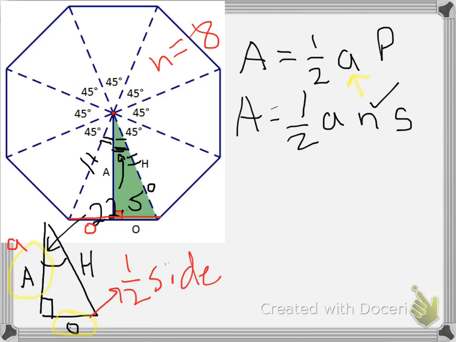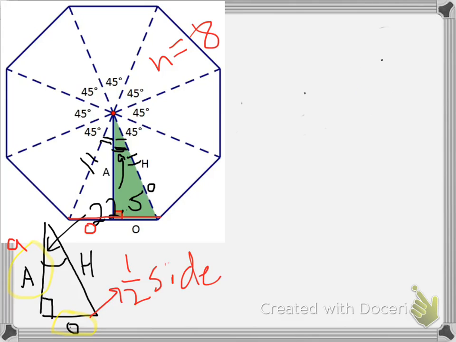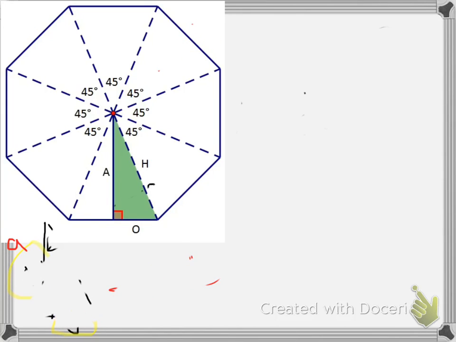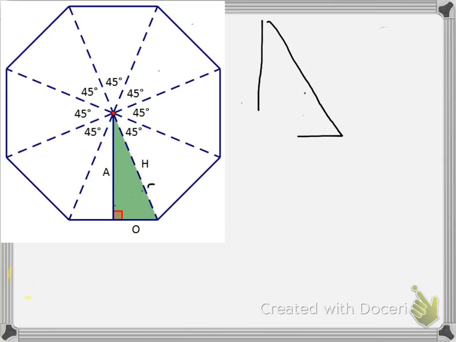So let me clear this off. And let's do this one here. So I'm going to draw the triangle really big, that green triangle. And I got O, A, H.